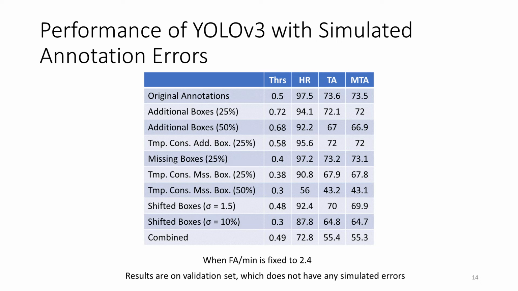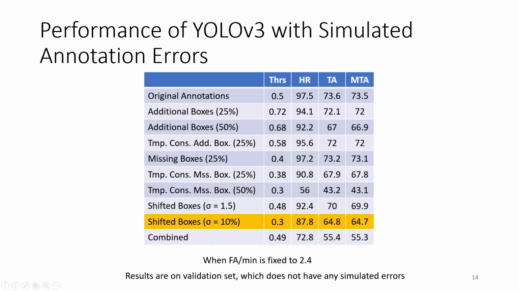Now we can compare the results. As you can see, the lowest hit rate is in temporarily consistent missing boxes. But considering half of the annotations are lost, we can say it is expected. On the other hand, can you look at the shifted boxes with 10% variance, please?